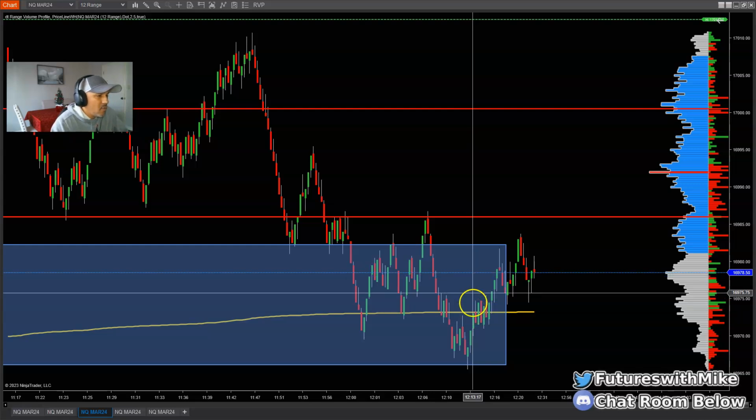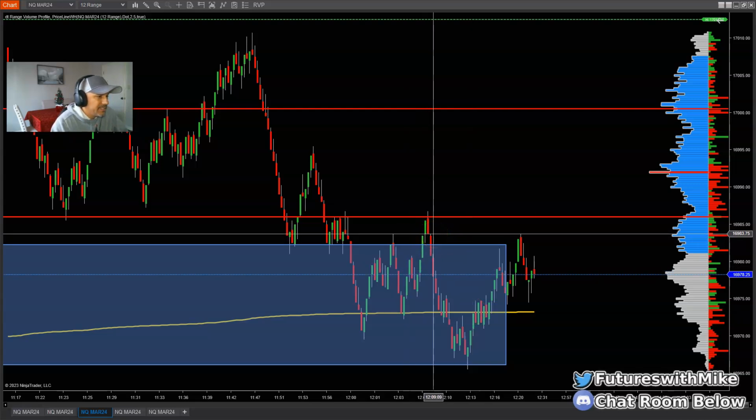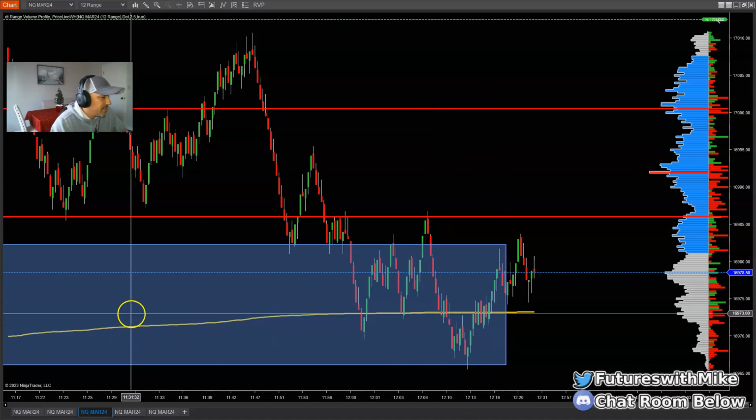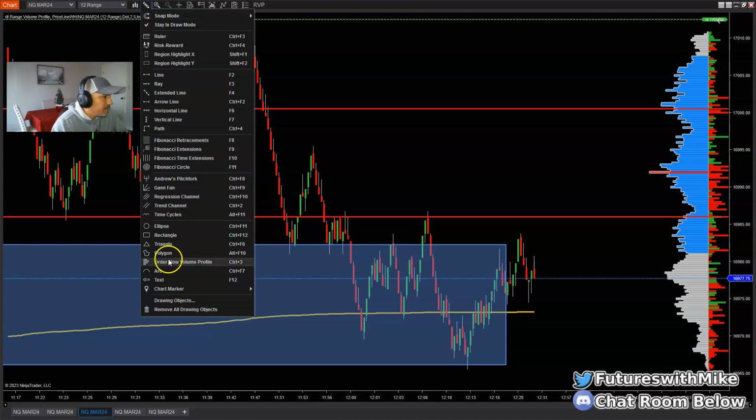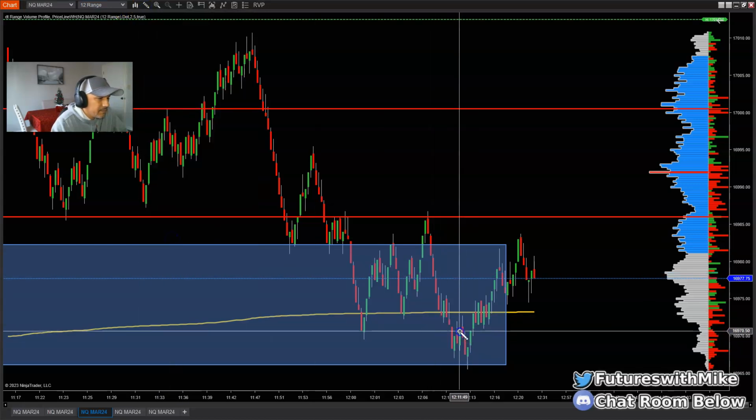All right, and I'm aiming for this area right up here where you see what it did. It came up and hit those areas of imbalances to the tick. So this was the area of demand on the lower time frame. Mark it right here.